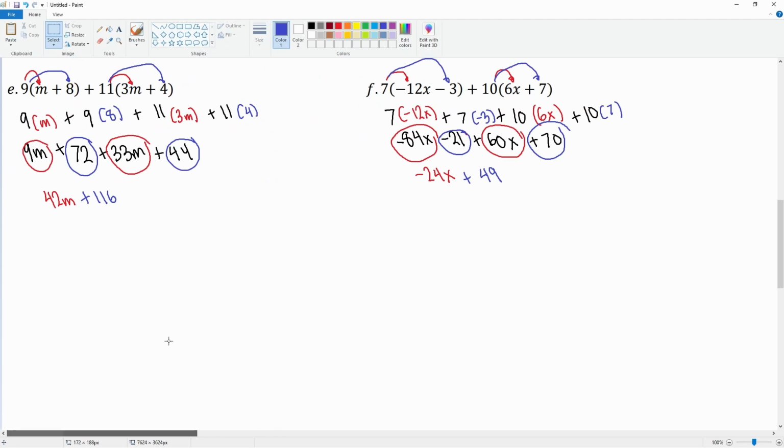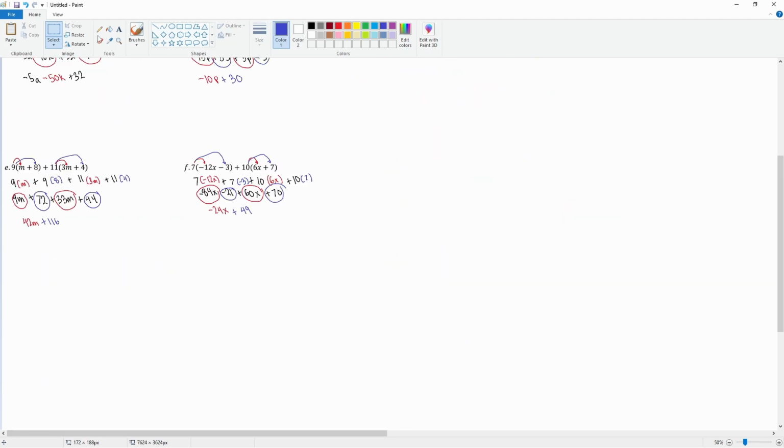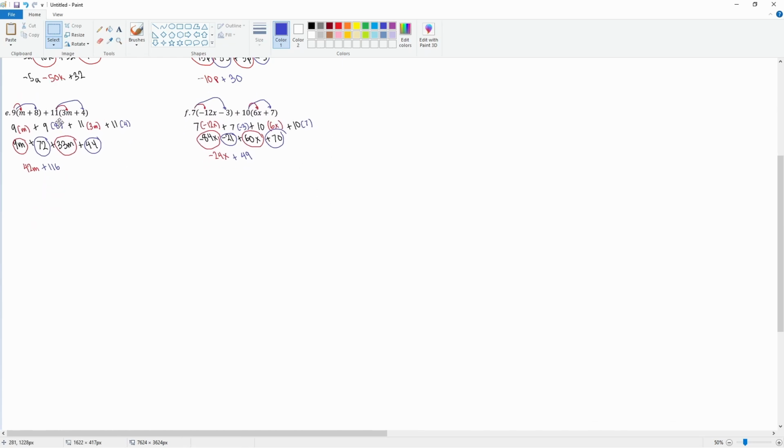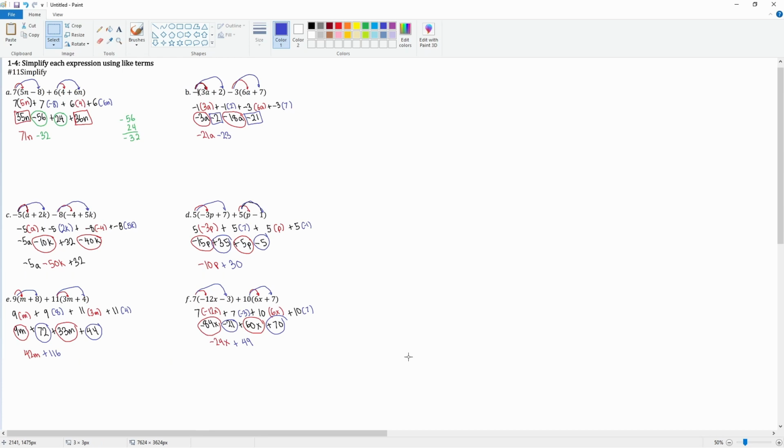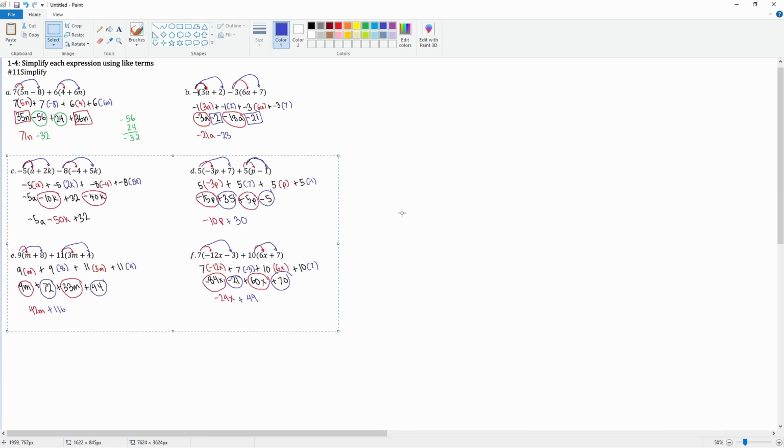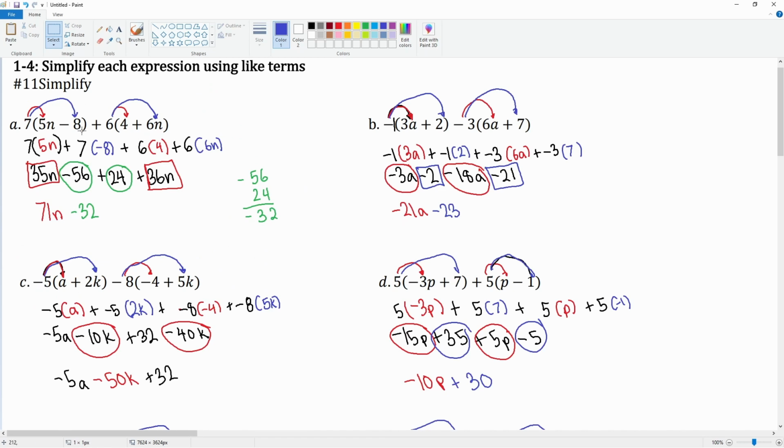So there you go. These are actually all the problems that are required for the review sheet. Notice all of them required us to basically distribute. Then once we distribute, we got some like terms and combine them together. So there you go. That is 1-4.